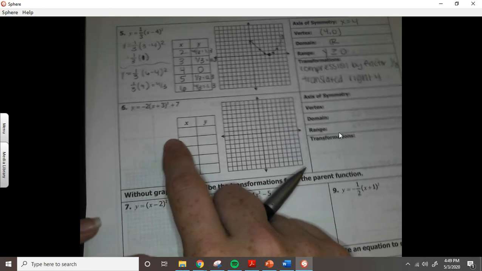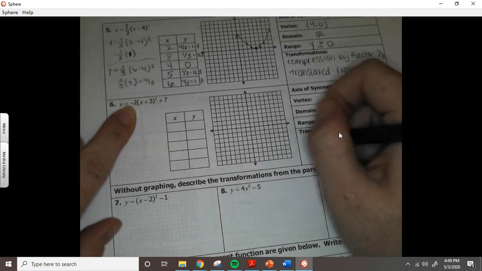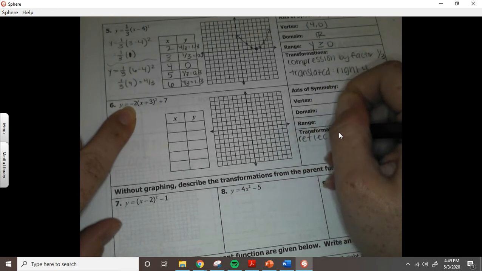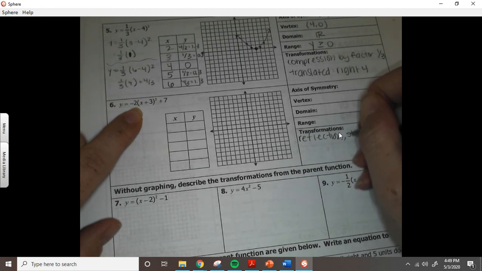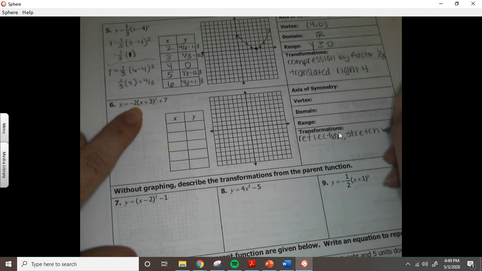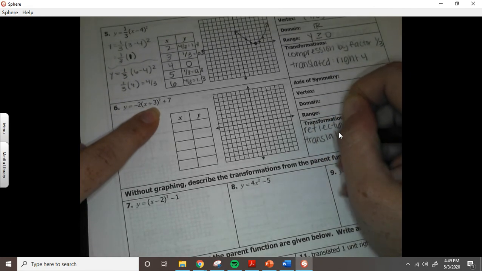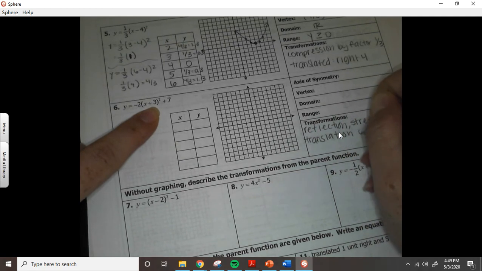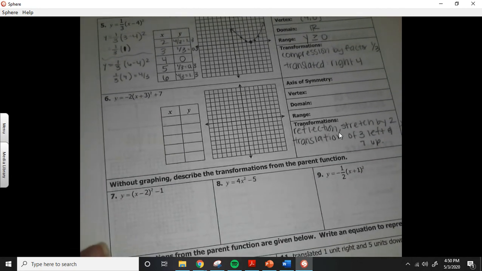And then look at this big guy. So let's start in the beginning. So we're predicting a reflection. Now, is this going to be a compression or a stretch? Since it's greater than 1, it has to be a stretch by 2. And it's also translated. Translation means a move of 3 left and 7 up. So this one has all of them.